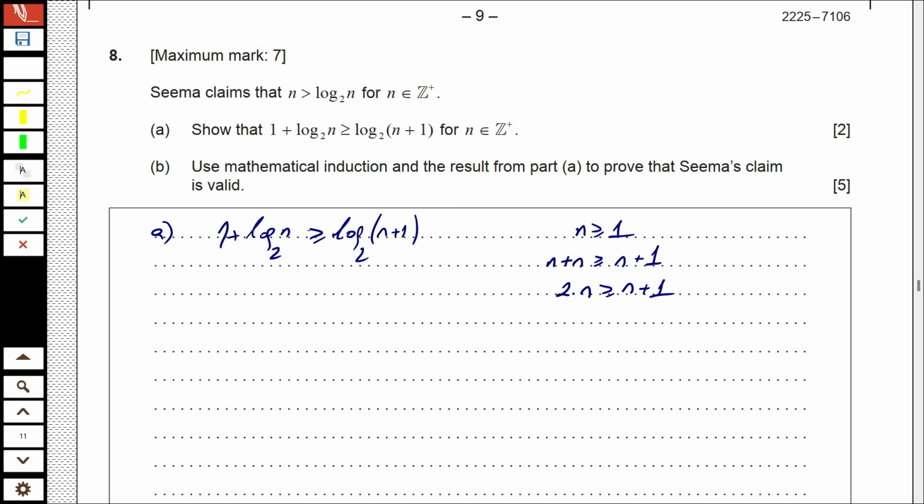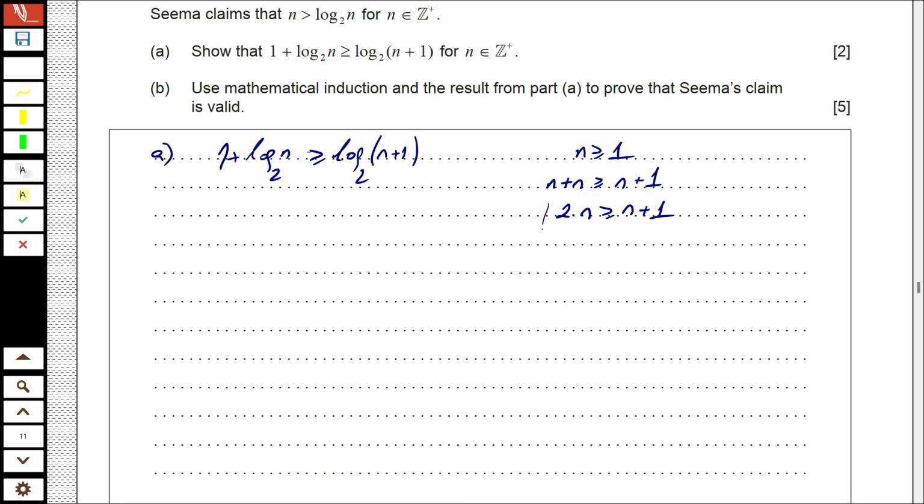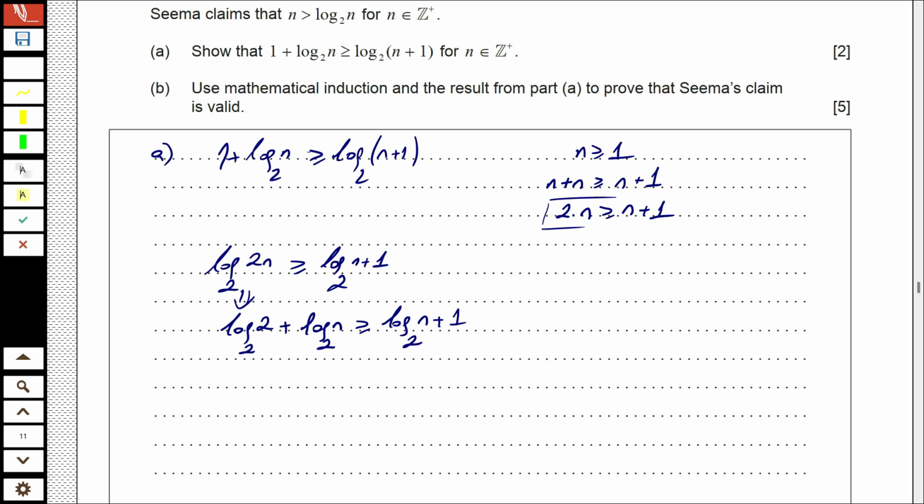So why do I do this? Because if I use the logarithm base 2 of both sides, it's gonna be log base 2 of 2 times n greater or equal to log base 2 of n plus 1. So I know that from the attribute of logarithm, I can write this as log base 2 of 2 plus log base 2 of n greater than or equal to log base 2 of n plus 1, and log base 2 of 2 is 1. Yeah, so we showed it.